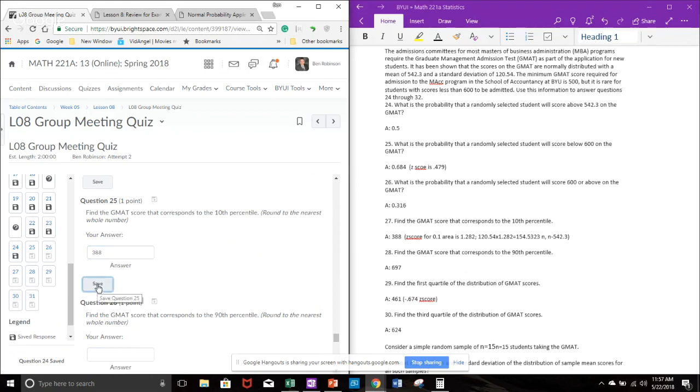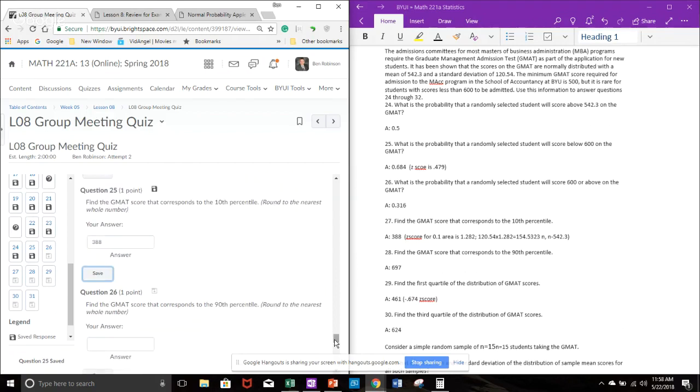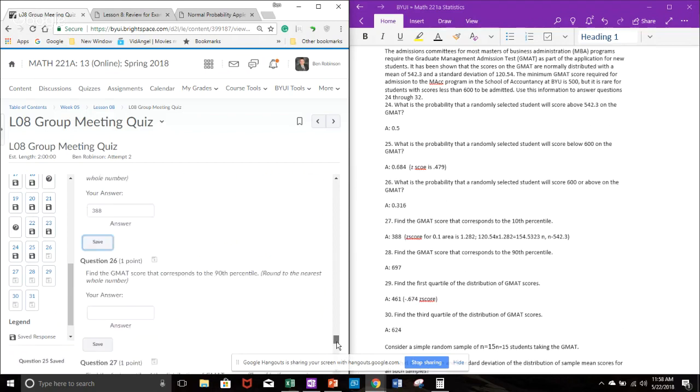I don't know, I might have gotten it wrong, because in my notes I got 0.388. Yes, it's just 388, because that's the actual score, not a percentage. It's the actual score that they give us. Okay, thank you. That's why.